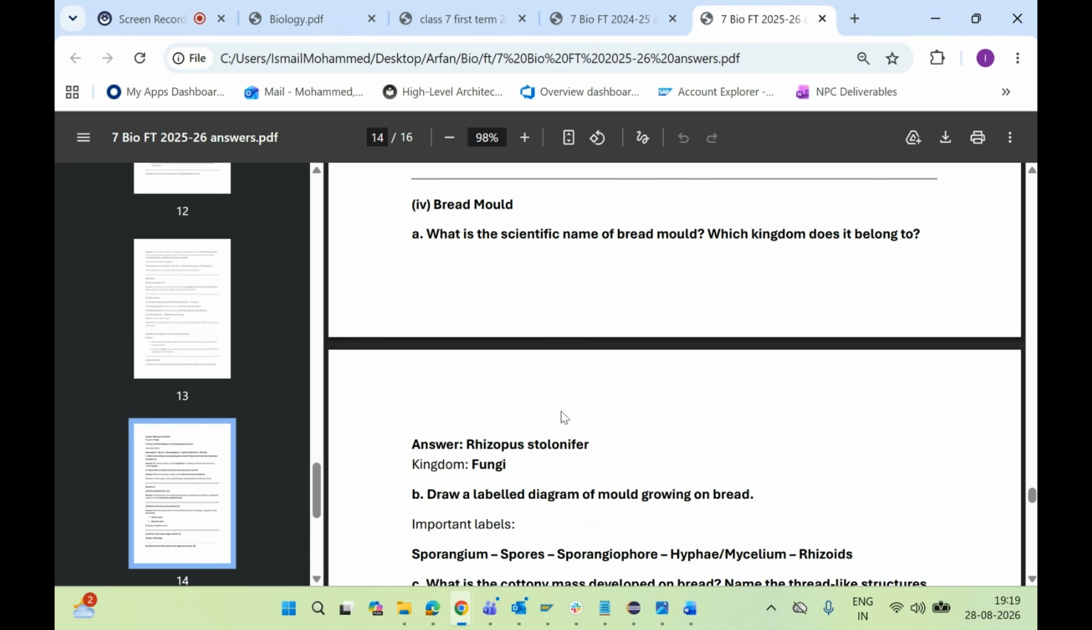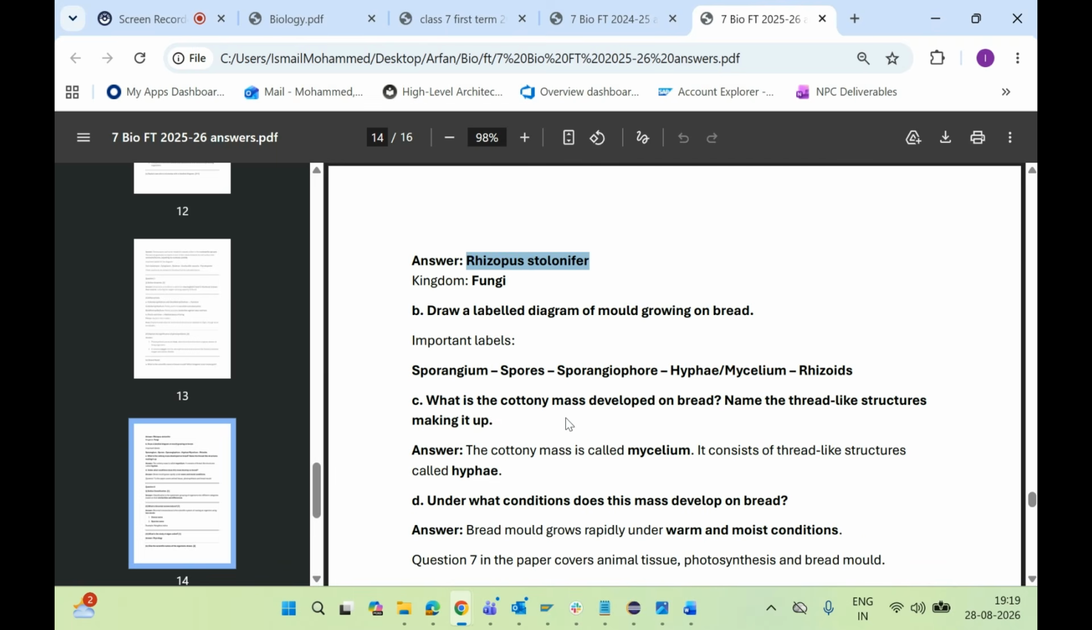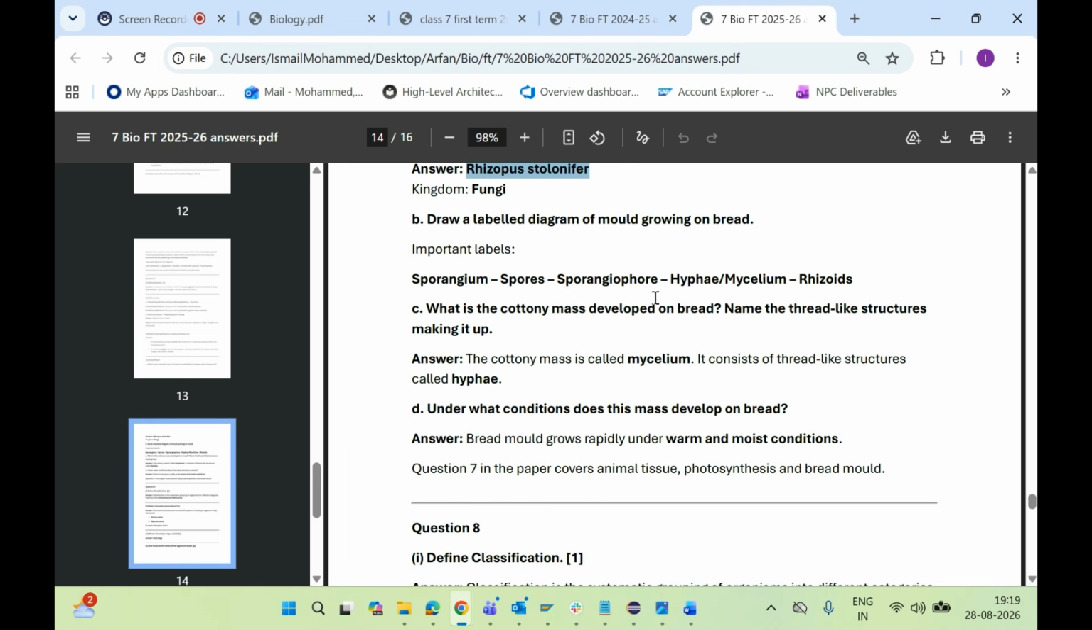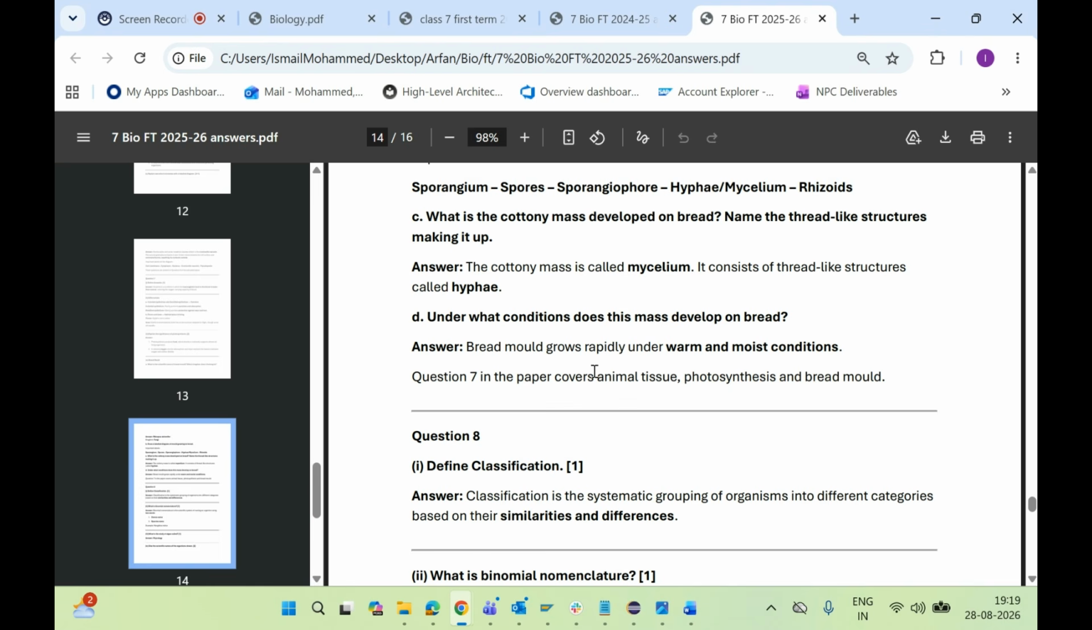Bread mold. What is the scientific name? It is called Rhizopus stolonifer, and it belongs to kingdom fungi. Okay, and you have to draw a neat labeled diagram and mention these parts: spores, rhizoids, hyphae, etc. What is the cottony mass developed on the bread? It is called a mycelium. The mass produced on the bread is a mycelium, and it consists of thread-like structures called hyphae.